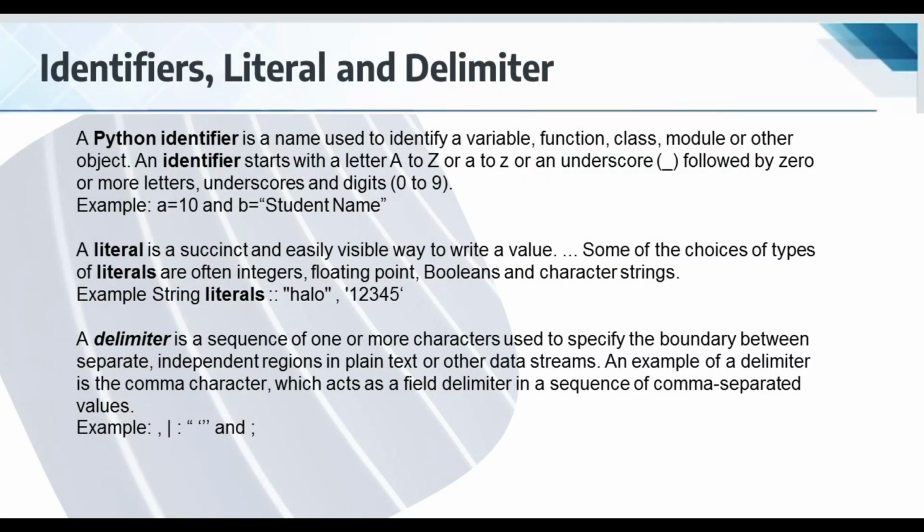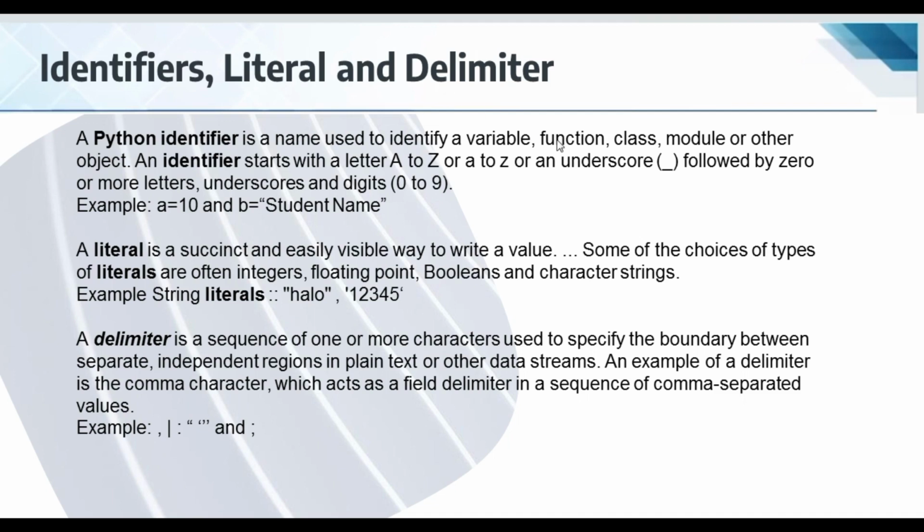Identifier, literal and delimiters. A Python identifier is a name used to identify a variable. First of all, I will explain what a variable is. It is a name given to the computer to store a value. So what are identifiers? An identifier is also a name that is used to identify a variable. For example, a variable a stores 10, or it stores the reference of value 10. That means it is a type of number. So we are getting the type of this particular variable a, which is termed an identifier.